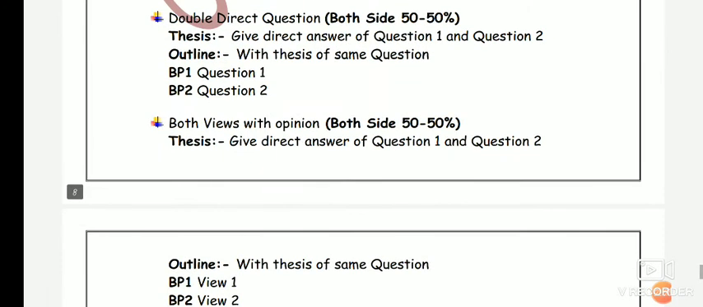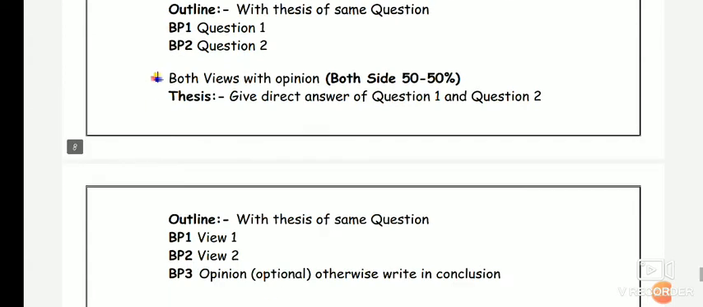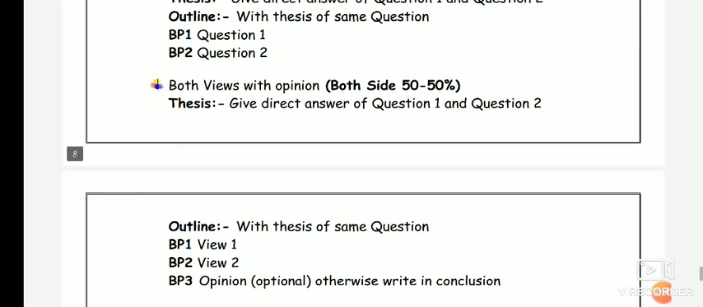Then comes the both views with opinion, and for the both views you can see it is also a 50-50% essay, and you have to just write BP1 on view 1 and BP2 on view 2, which is the question 1 in BP1 and question 2 in BP2. Even now there is some additional thing attached to it, as the question will be discuss both views and give your opinion. Now we have to attach our opinion also.